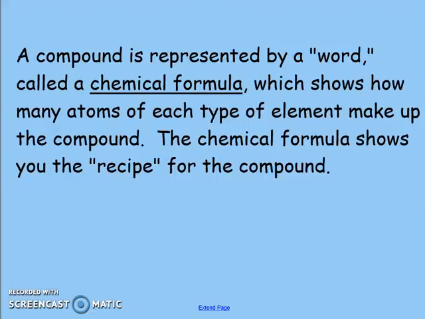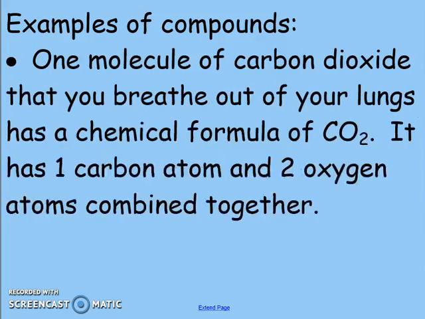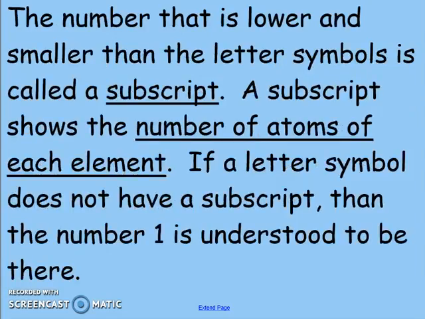So it's kind of like your recipe. It's going to tell you how much you have of which elements on the periodic table. For example, if you have 1 molecule of carbon dioxide, the formula is CO2. So it's going to have 1 part carbon and 2 parts oxygen, and they're combined together. They're joined chemically and bonded. We'll talk more about bonding later.